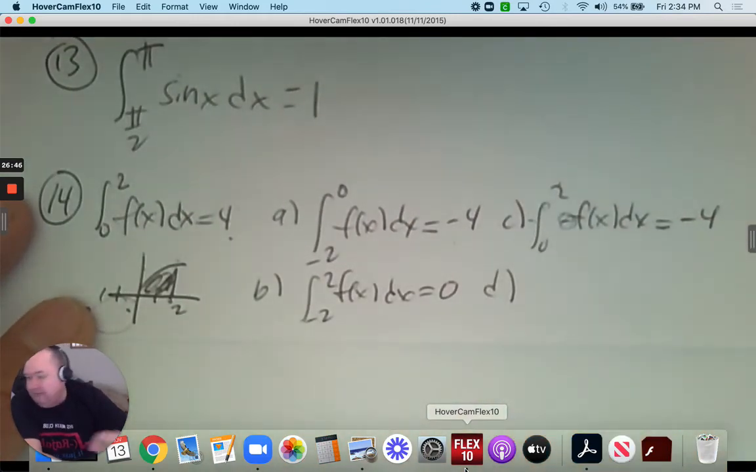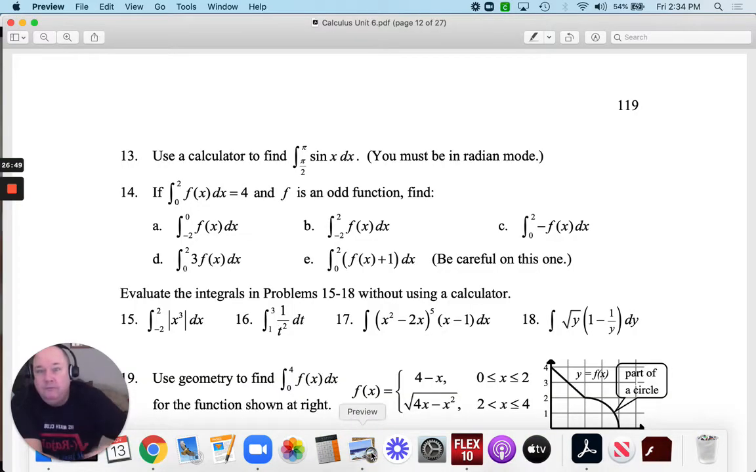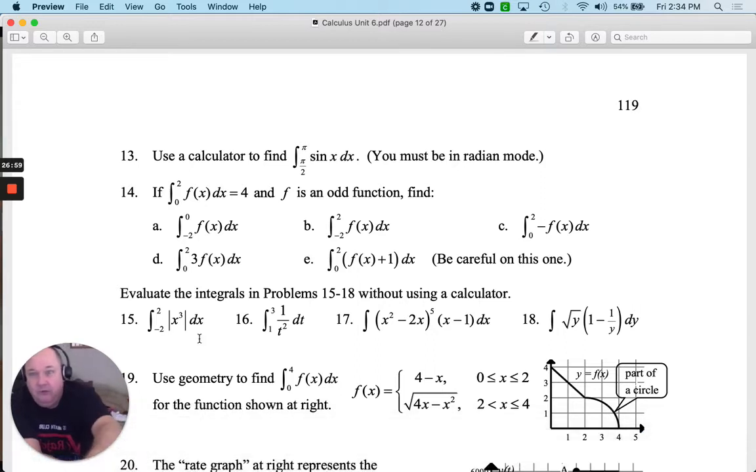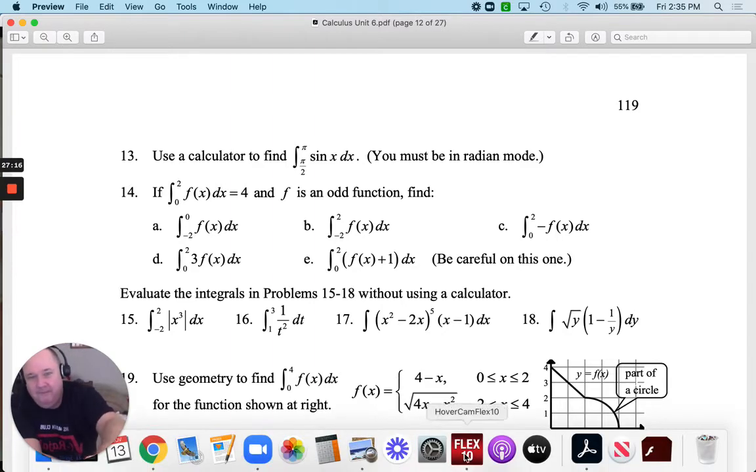Part D, integrating from 0 to 2, and we're multiplying it times 3. So don't make it complicated, just multiply it times 3. So 3 times 4. So we're just going to go 3 times 4, so it's 12. And then the last one, part E, we're integrating from 0 to 2, and it's f at x plus 1. Be careful for this one. Let me show you why.